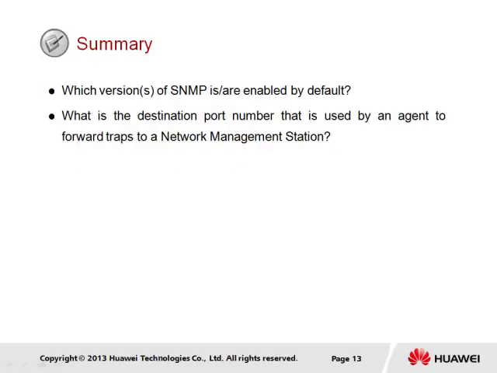So to summarize this section on SNMP, we just have a couple of questions again here. The first asks, which versions of SNMP is or are enabled by default? Well, if we recall, all versions of SNMP, which includes versions 1, 2C, and 3, are enabled by default. What is the destination port number that is used by an agent to forward traps to a network management station? Well, all traps will be sent to the NMS via UDP port 162.